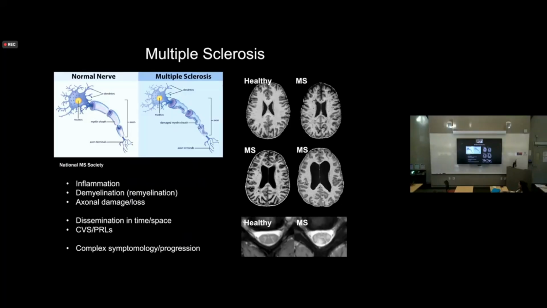There's demyelination, there's axonal damage and loss. Clinically, the diagnostic picture is that there needs to be lesions that are disseminated in time and space. The addition of CVS and PRLs and things of that nature into the new diagnostic criteria is really exciting. But we understand that there's a complex symptomology, a complex presentation, and a complex progression of many MS patients. We know it affects the brain and the spinal cord in various ways.